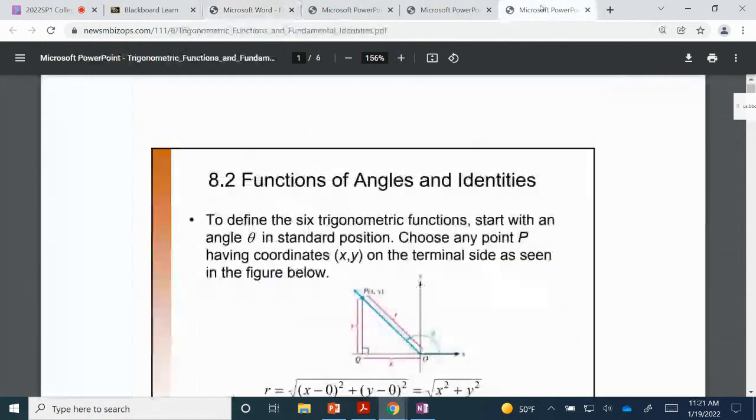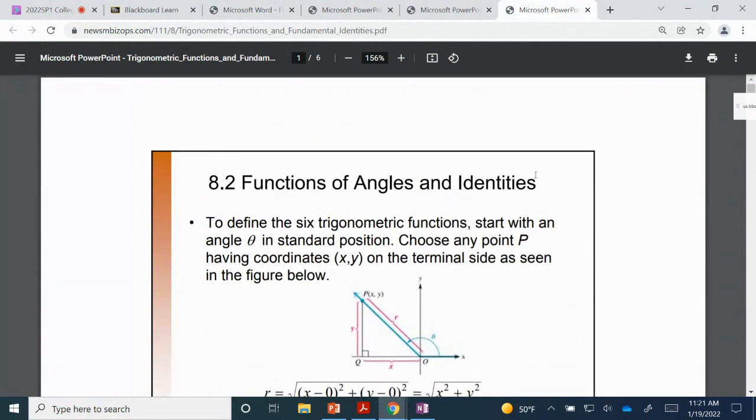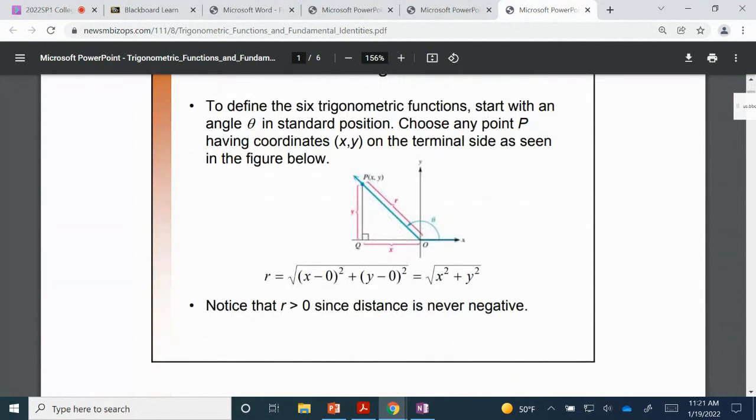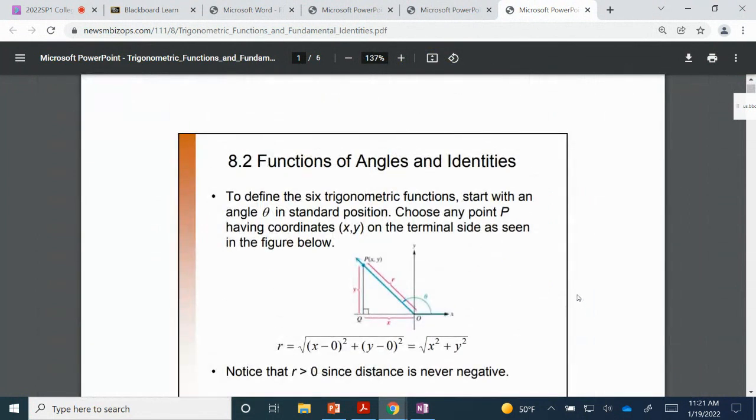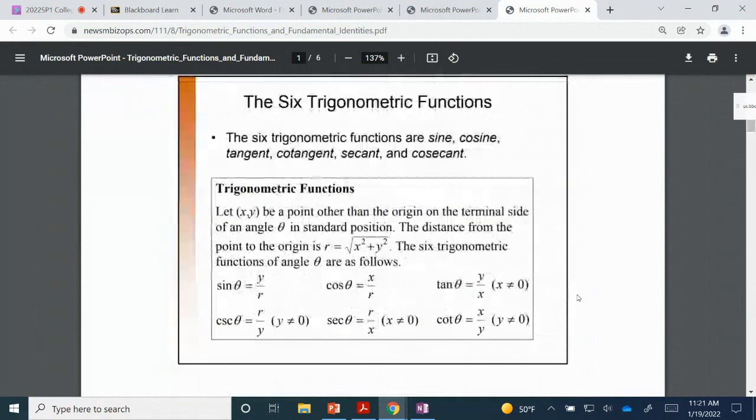All right, so on this 8.2 set of notes, we're going to talk about the 6 trig functions. Here are the 6 trig functions: sine, cosine, tangent, cotangent, secant, and cosecant. We're going to let x and y be a point other than the origin on the terminal side of our angle theta.